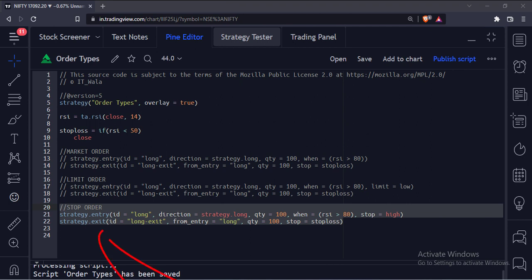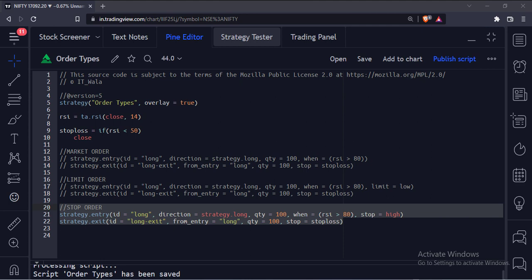Here we have used the strategy.exit function. The first argument is the ID of the exit. The second argument is the ID of the entry. The third argument is the quantity to exit. And the last argument is the stop loss condition.